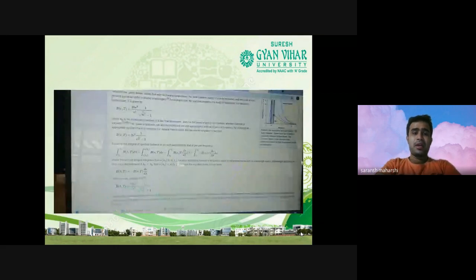According to this, the spectral radiance of a body for frequency ν at an absolute temperature T is given by B_ν(ν,T) = (2hν³/c²) × 1/(e^(hν/k_BT) − 1), where k_B is the Boltzmann constant, h is the Planck constant, and c is the speed of light in the medium, whether material or vacuum.